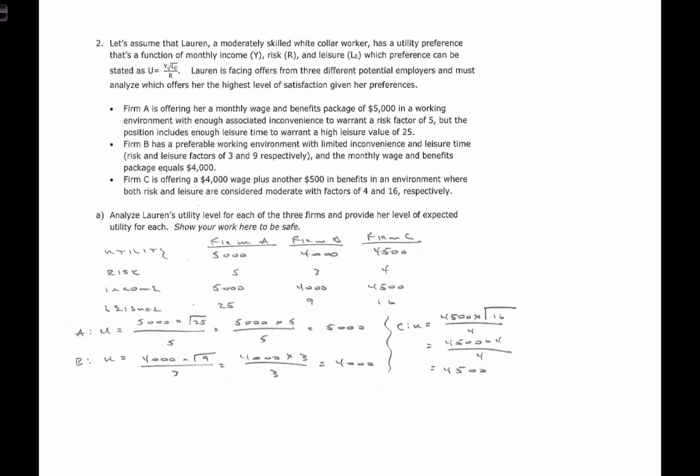So the first question is to analyze the utility level for each of the 3 firms and provide her level of expected utility for each. We've done that: 5,000, 4,000, and 4,500. Since as rational economic agents we always want more utility than less, I think we can surmise that Lauren would prefer the job with the greatest level of utility, job A. So in part B, I say, for which of the 3 firms would you expect Lauren to accept an offer? Just as I said, she's going to choose A because A at 5,000 is greater than C at 4,500, which is greater than B at 4,000. So she's going to choose A.